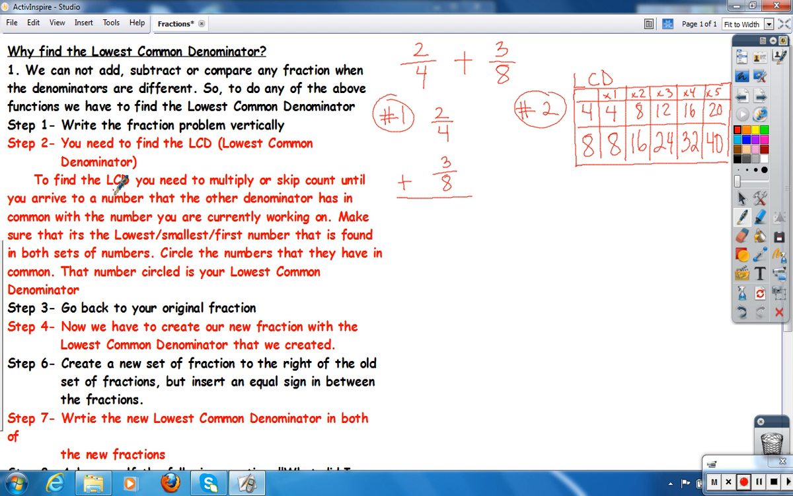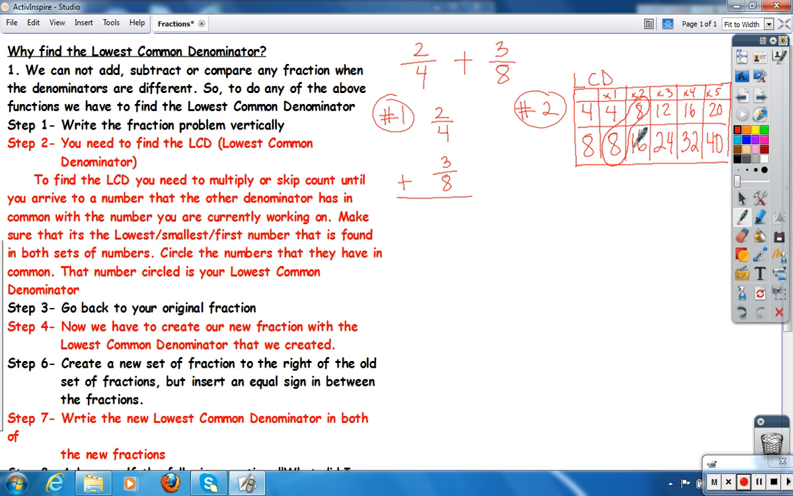Oh, I'm sorry. Now to find the LCD, you need to multiply or skip count until you arrive to a number that the other denominator has in common with the number you are currently working on. Okay, so we need to find a number that they both have in common. What is the very first number that they both have in common? 16. 16 is the first number? Yes. Exactly. So circle those numbers. And that is our lowest common denominator.